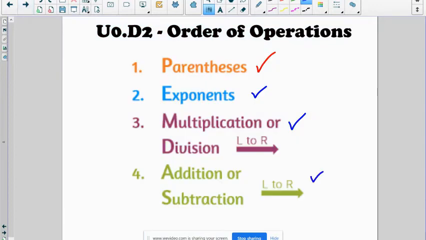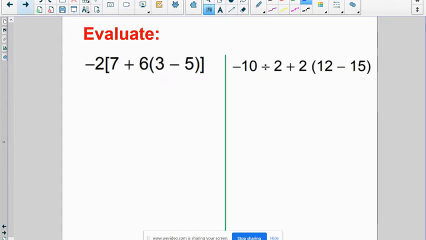So we did our PEMDAS, or Please Excuse My Dear Aunt Sally, as another way to remember that, using the acronym from the first letter of each word to remember the order of operations. So here's a couple more examples. One that includes multiple grouping symbols. We have the brackets, which are indicated here with a little square bracket symbol. And then we also have the parentheses, which are your normal set of parentheses.